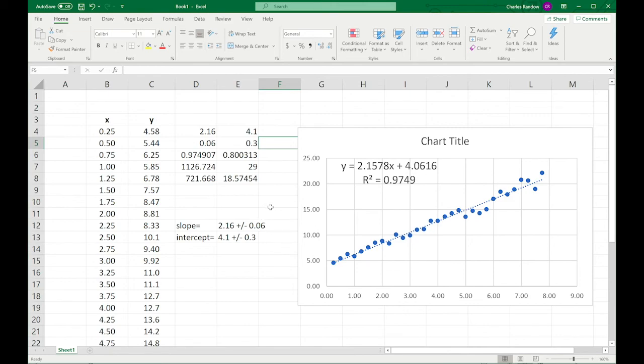So that's how you use the LINEST function. There's a lot more information about it. You can look things up online if you're interested. If you take a statistics course, you'll learn a lot more about this sort of thing. But that is how we're going to be using it in this lab this semester.